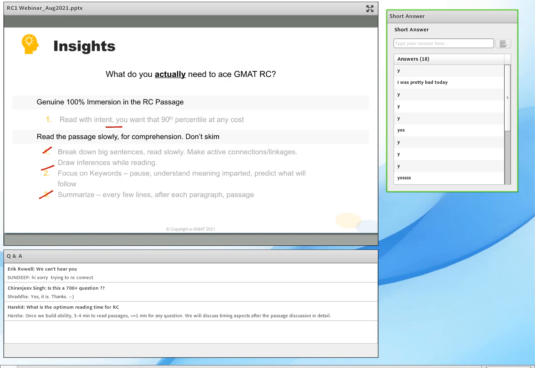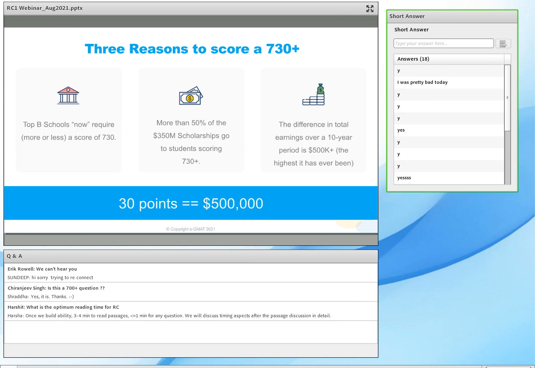All right. So now let's talk about, this slide is just a bit of motivation, why you should really go for a 730 plus score. I was happy to see that 60% of us wanted that score. Why you should really go for it is, it has an impact on the kind of schools that you can convert, and as a result of that, it has an impact on your future earning potential, the kind of salaries that you'll draw.